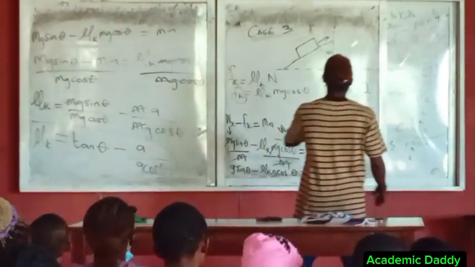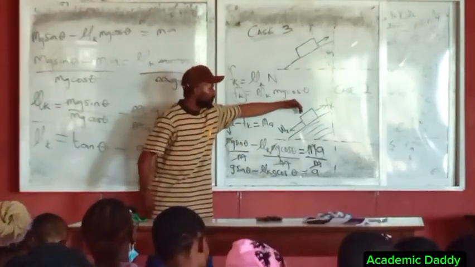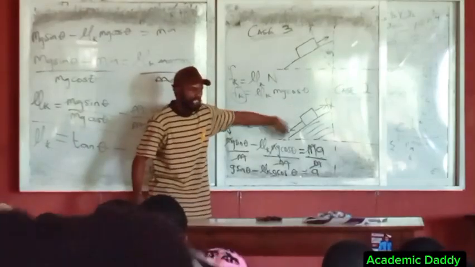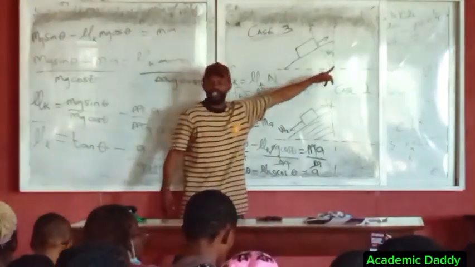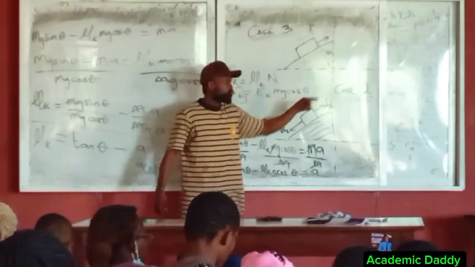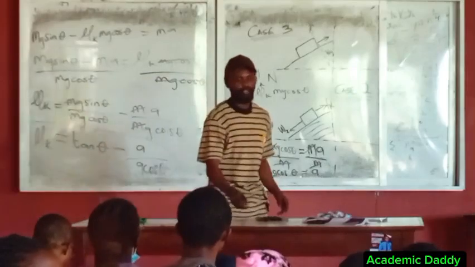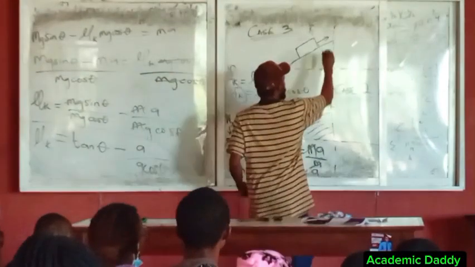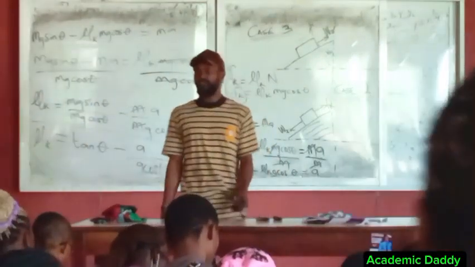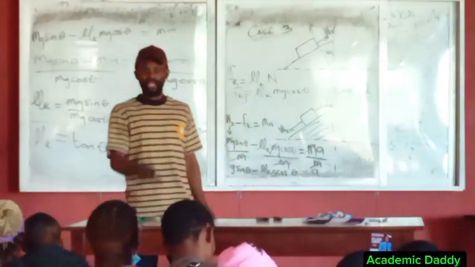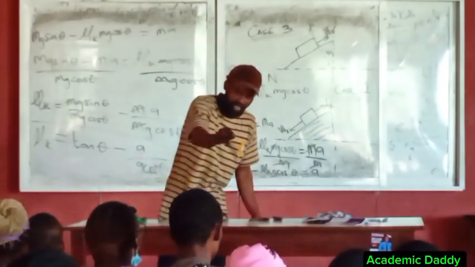Remember that in this case the body is accelerating downwards, and that is why kinetic friction is going upwards, because it opposes motion. So in case 3, what you are doing for me is when the body is going upwards. So do it for me.